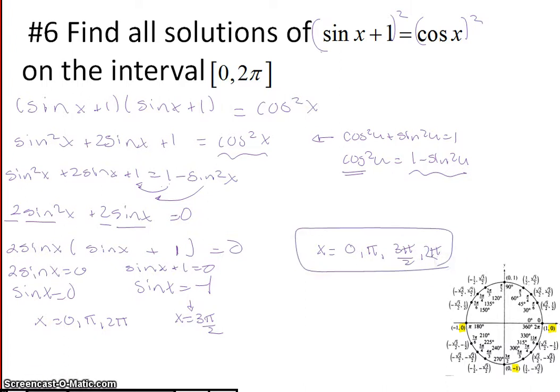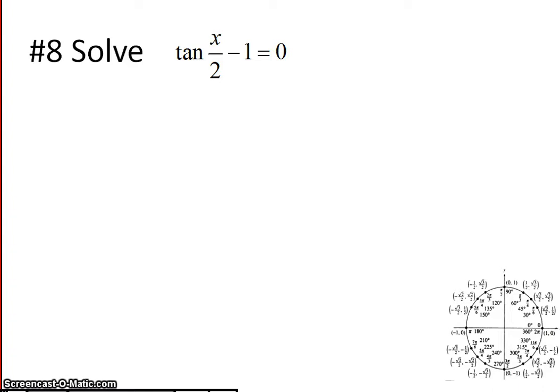So let's move on to the next one. Okay, so this is our last problem, and we're solving for x. So we'll see how that differs. So first we're going to isolate our tangent, and we have tangent of x over 2 equals 1. So we know where tangent of x equals 1 if we had x. I'm going to use u just for now, just to make sure we have a different variable.